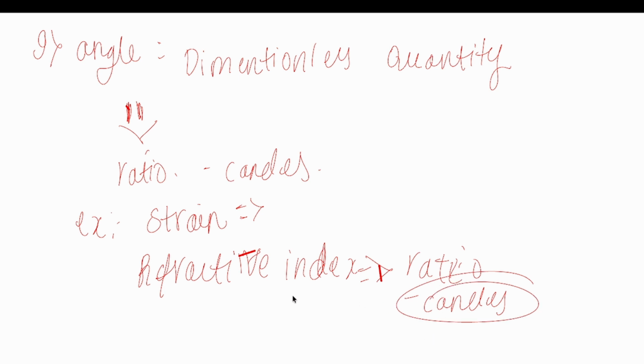Everything cancels out here, so it is dimensionless. So I cannot just say the formula now, and as I said, it might confuse. So it's better that I don't say the formula. You guys just know that strain, refractive index, and angle are some examples of dimensionless quantities. Moving on to kinetic energy, which is the 11th one.